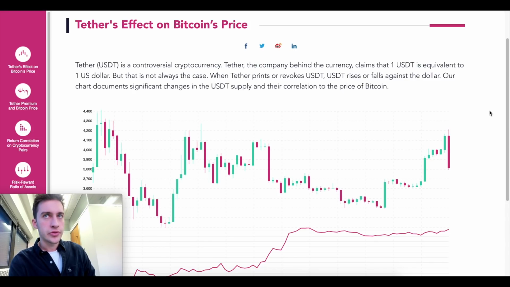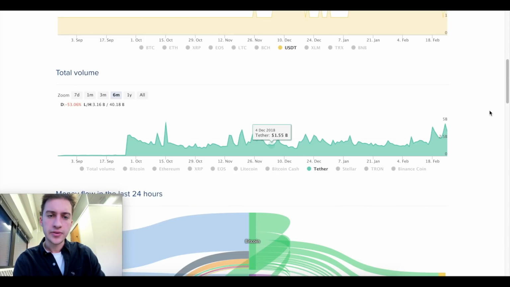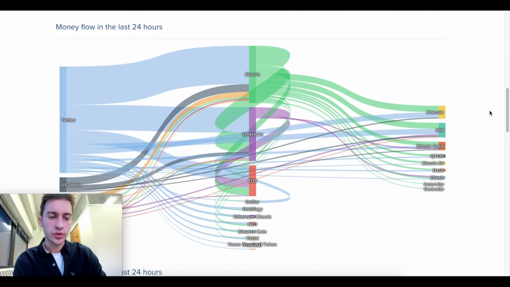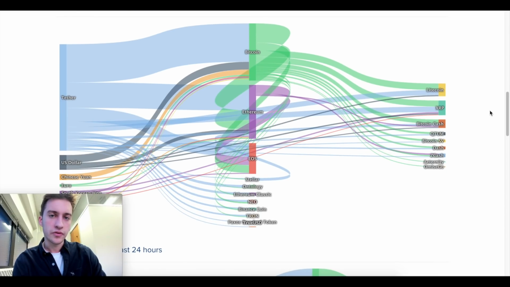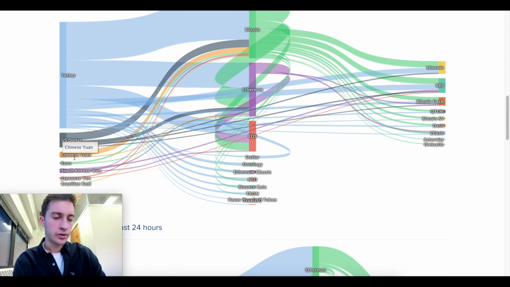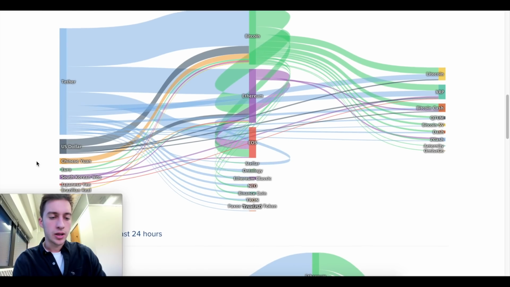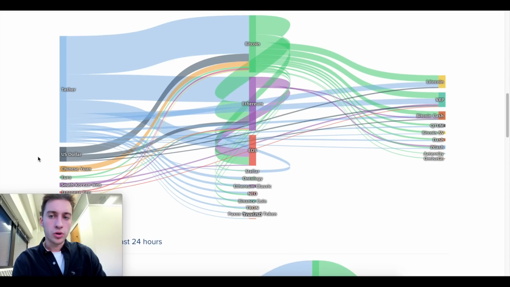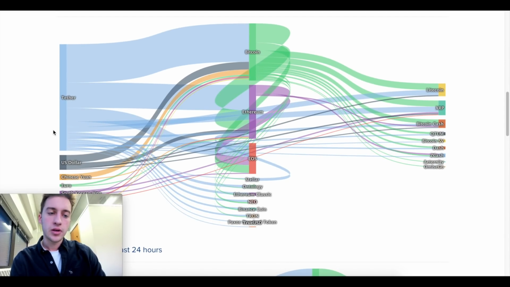There are two main types of coins that we can use to buy cryptocurrencies, besides cryptocurrencies themselves. To show that, let's look at money flow in the last 24 hours. We can use traditional fiat currencies: US dollar, euro, the yuan, Brazilian real, and Japanese yen. Or we could use stablecoins. A stablecoin is Tether, PAX, TUSD, USDC, and many more coins as well.